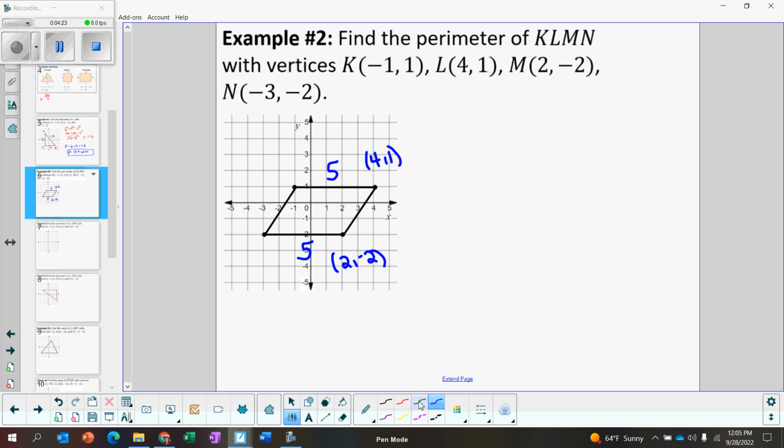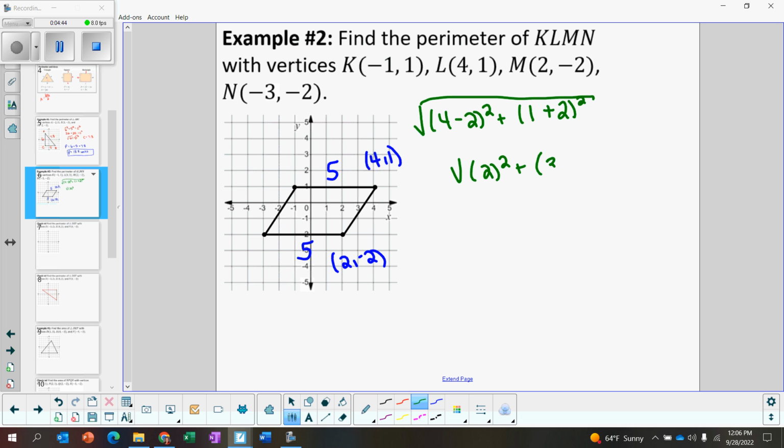So that's going to be the square root of x2 minus x1, so 4 minus 2 squared, plus y2 minus y1, 1 minus -2, which turns into 1 plus 2. So now we're going to have 2 squared and 3 squared. 4 plus 9, which is the square root of 13, which is about 3.6. So now I can put 3.6 on my picture here.